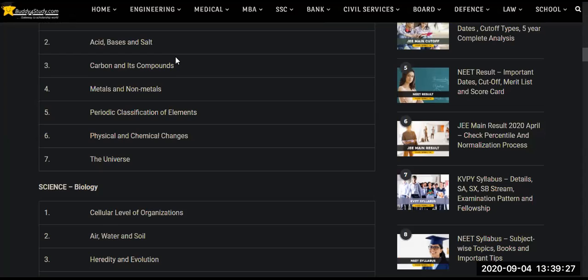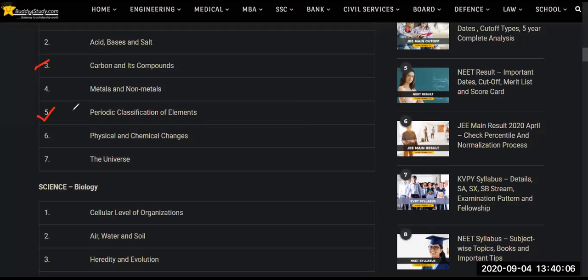Now, acid, base and salt, metals and non-metals, and physical and chemical changes, I guess you have already studied these chapters or they might be going on. Yes, everyone? Tell me. Okay. Now we are left with carbon and its compounds, and periodic classification of elements. You need not worry about these chapters because chemistry is factual. If you studied something once, you will remember it. You don't have to practice a lot.